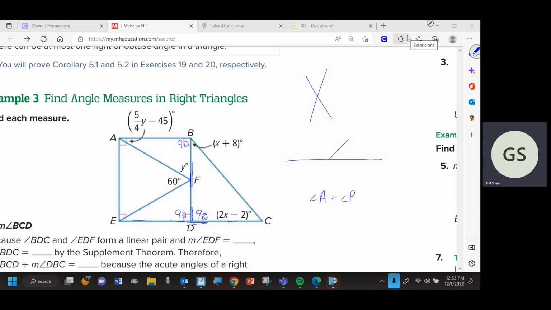Oh, come on. What is it? Say it. Interior angles of triangles add up to 180. So that's the next thing to look for. Again, this is only when you're dealing with triangles.